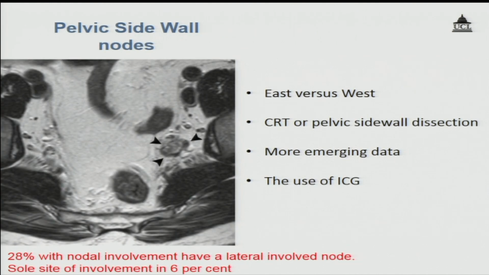Pelvic sidewall nodes, very briefly. Well, of course, we in the West use neoadjuvant chemoradiotherapy, and our Japanese colleagues think of doing pelvic lymphadenectomies. We need more data on this, and perhaps the use of fluorophores such as indocyanine green, like the gynecologists do, would be able to better target our surgery. The use of a robot, the use of more dexterous, minimally invasive platforms perhaps will help. And I know that there are several trials currently being undertaken looking at these with those different components I've mentioned.